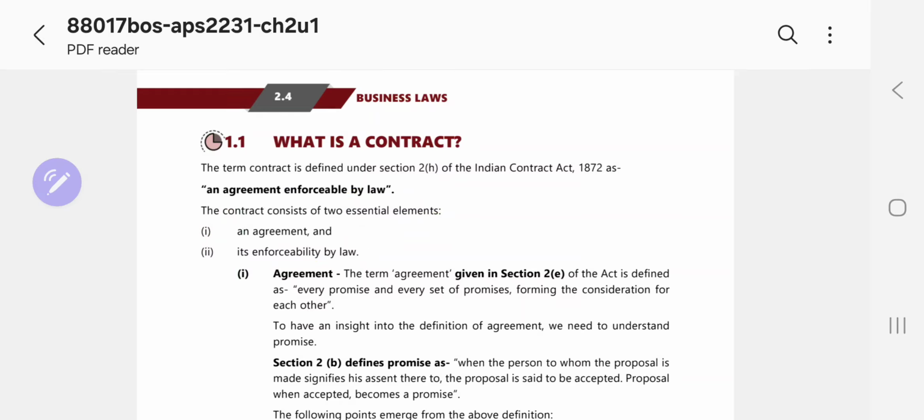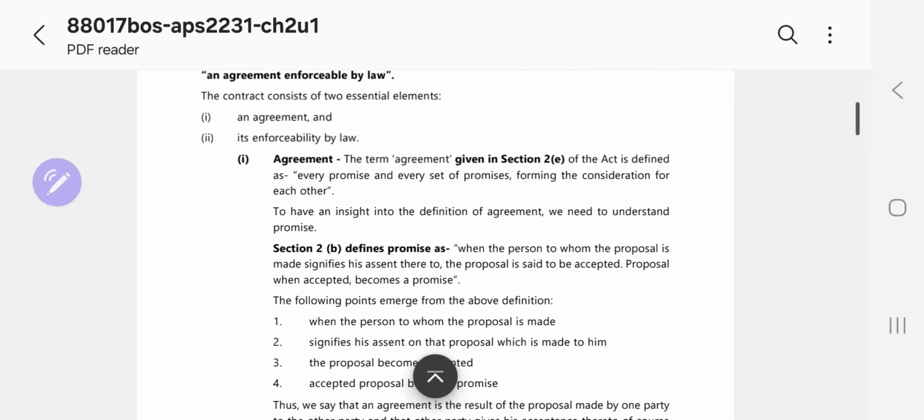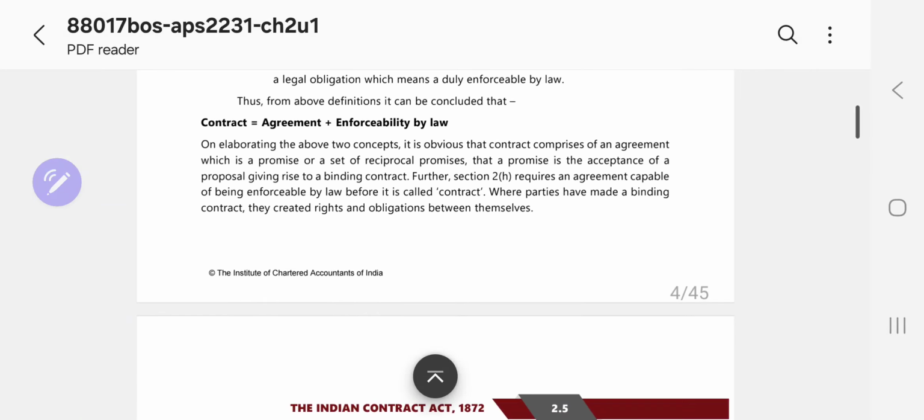And now agreement contains three elements here. One is offer or proposal, then that offer or proposal should be accepted by the other party and there should be consideration. So agreement is equal to offer or proposal plus acceptance plus consideration. Then contract is equal to an agreement plus enforceability by law. So here you can see this. Contract is equal to agreement plus enforceability by law.